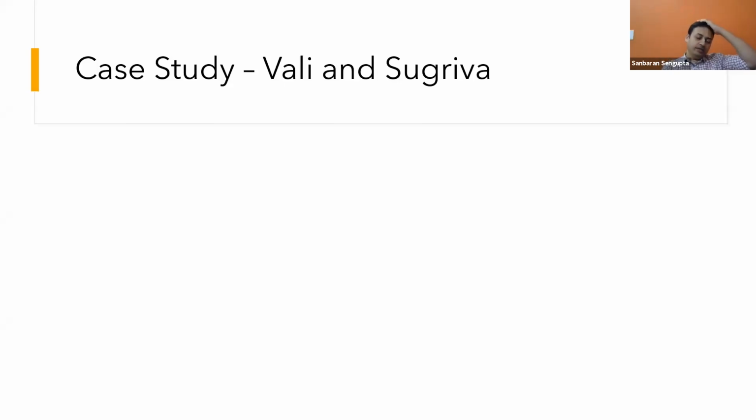But then it is important for us to make sure that we have the right expectations. And right expectations would be possible only when we have empathy. So let us get into the case study of Vali and Sugriva. Obviously, this story is quite long. I'll speak in brief because of our time constraint so that we get the crux of the story.